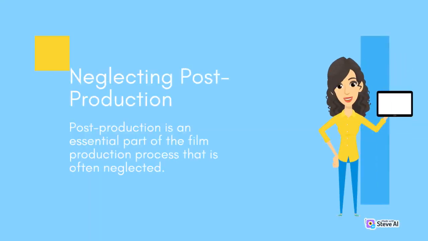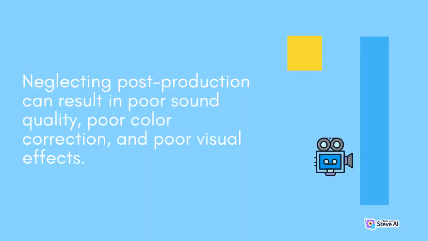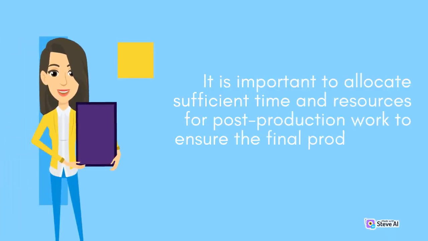Neglecting post-production. Post-production is an essential part of the film production process that is often neglected. Neglecting post-production can result in poor sound quality, poor color correction, and poor visual effects. It is important to allocate sufficient time and resources for post-production work to ensure the final product is of high quality.